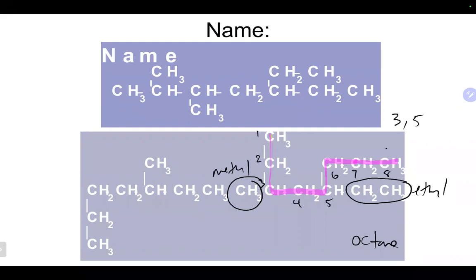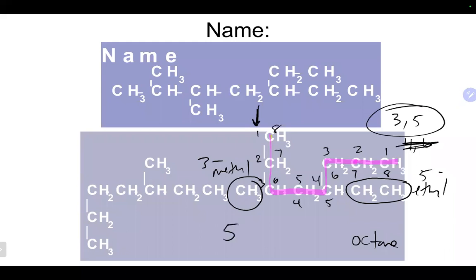If we start on the right, 1, 2, 3, 4, 5, 6, 7, and 8, that gives us groups at 4, I think, and 6. So clearly that is larger. So we do want to go in this direction, which would be coming this way. That is going to give our methyl a 3, and that's going to give our ethyl a 5. Once again, we're going to go alphabetical first, so we're going to go with the ethyl. So that would be 5-ethyl-3-methyl octane. Any questions on that one there?